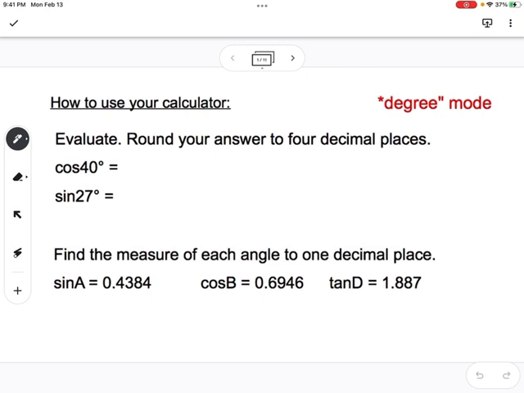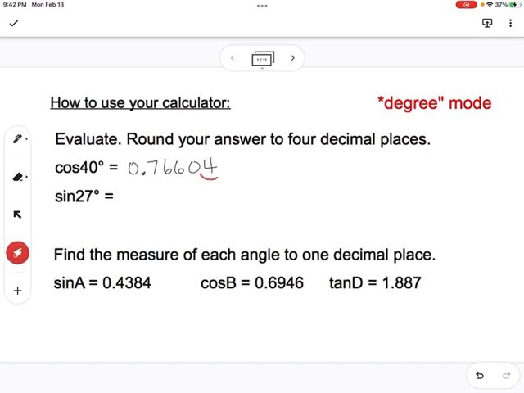So we want to evaluate, round your answer to 4 decimal places. So the first one, we have cos 40. So in your calculator, I'm going to be putting 40 and then pressing cos. A reminder, make sure you are in degrees and your calculator does not say radians. So we get 0.76604.